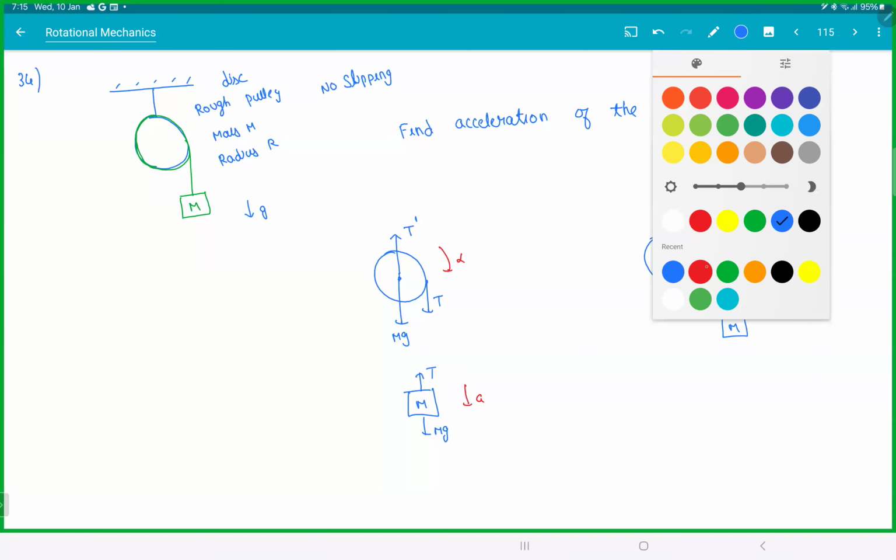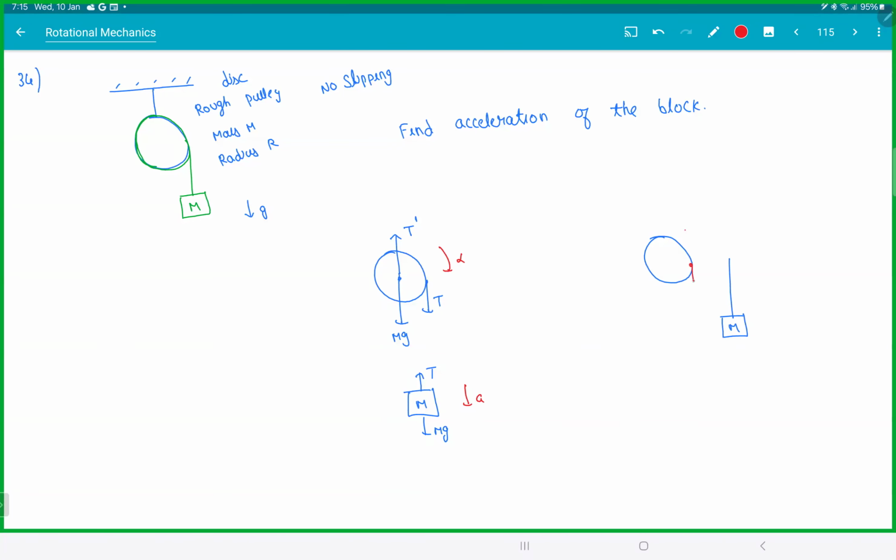I'll tell you why that is important. Because of alpha, this point is going with R alpha, which is A tangential. This point is A block. Since the string is touching the pulley, there's the no slipping condition. So A block is A tangential. A is equal to R alpha because of circular motion.